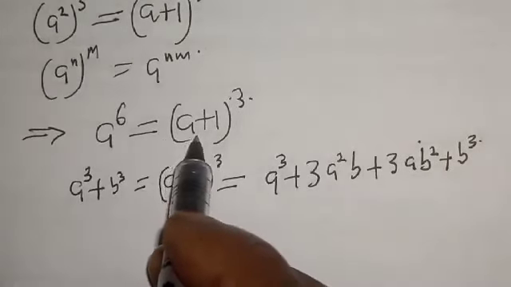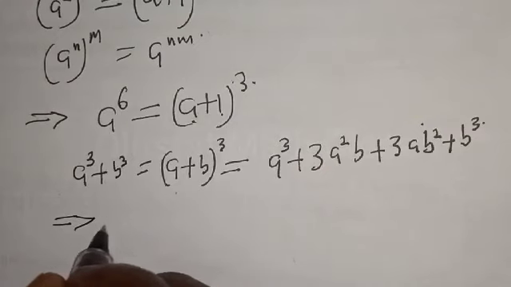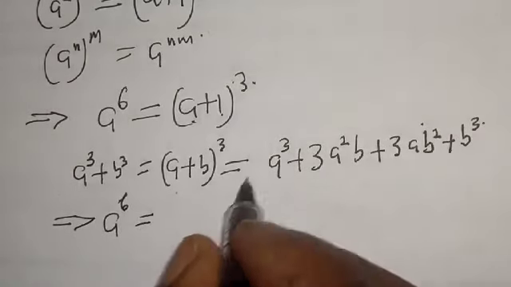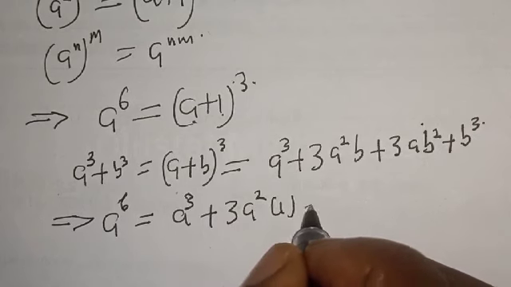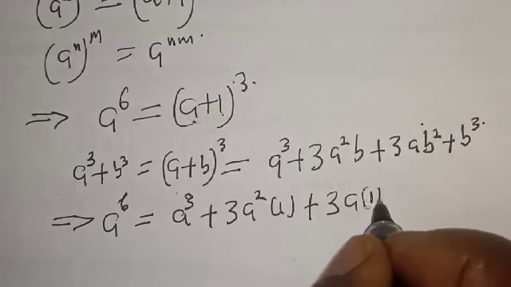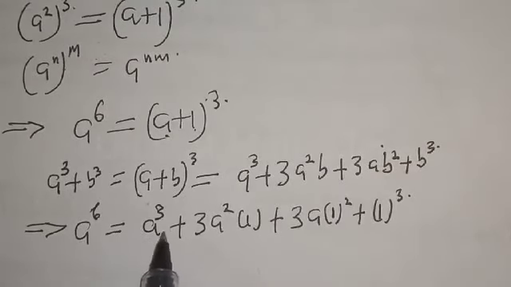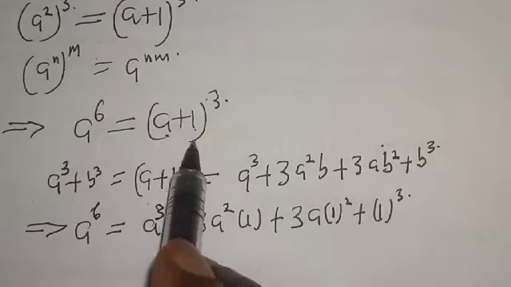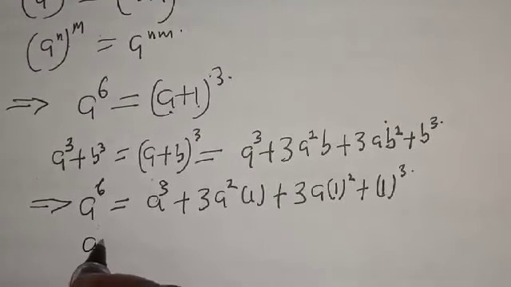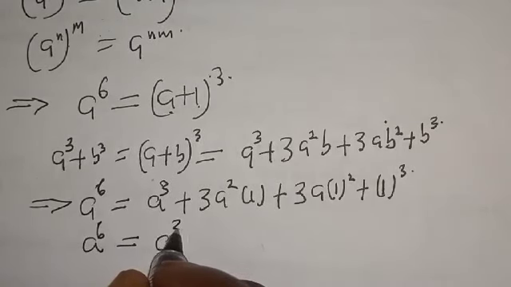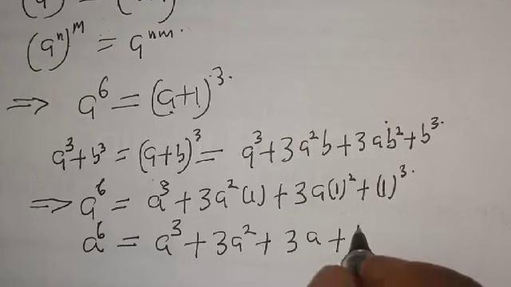Then from this, we have our a is a and our b is 1. Anywhere you see b, you put 1 there. So we have a raised to the power 6 equal to a raised to the power 3 plus 3a square into 1 plus 3a into 1 square plus 1 raised to the power 3. This implies that a raised to the power 6 is equal to a raised to the power 3 plus 3a square plus 3a plus 1.